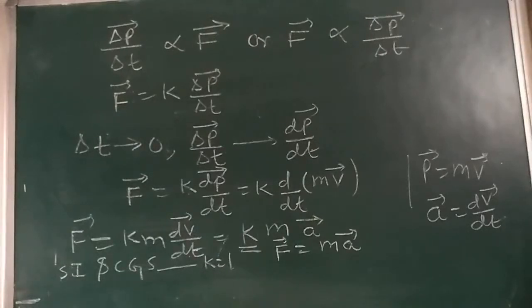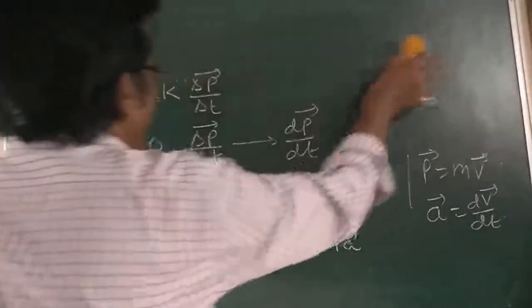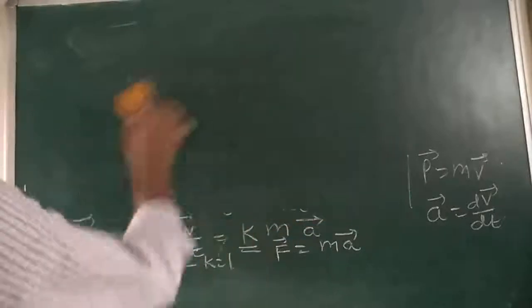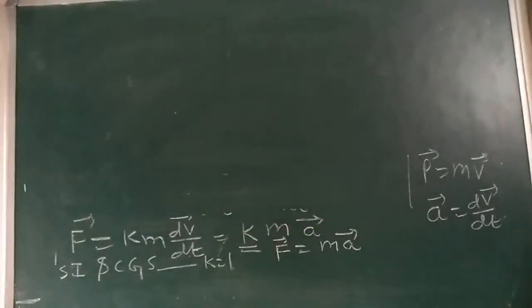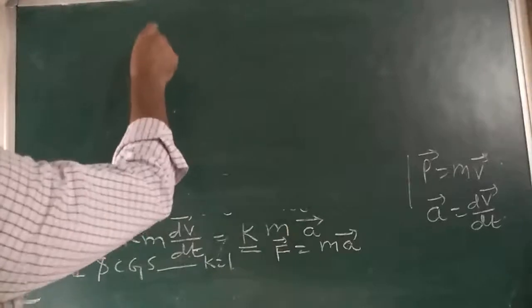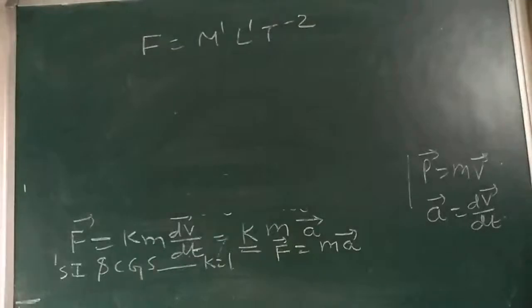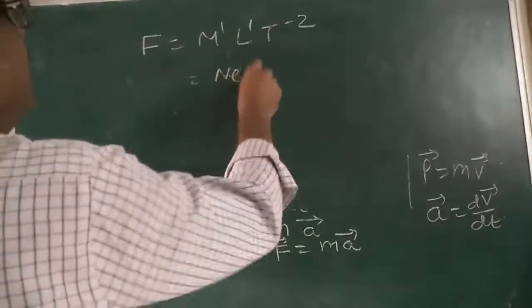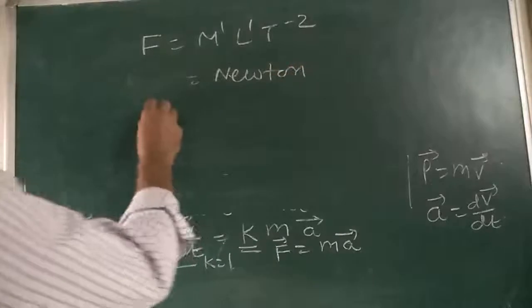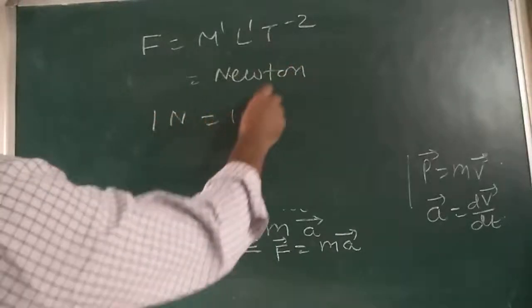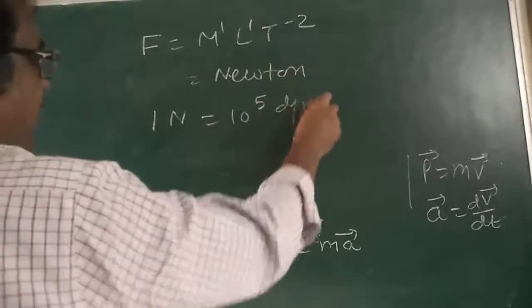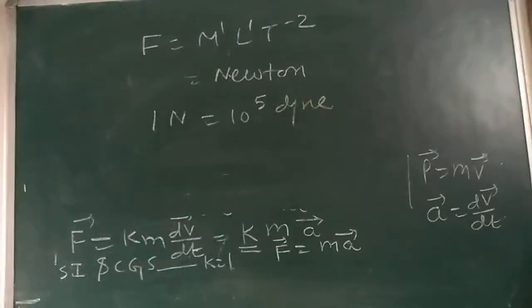What is the dimension and unit of force? The dimensional formula for force is M1 L1 T minus 2, that we have seen in the first unit. The unit of force is Newton. One unit also we know is dyne. That is, 1 Newton is equal to 10 raised to the power 5 dyne. That we have seen.